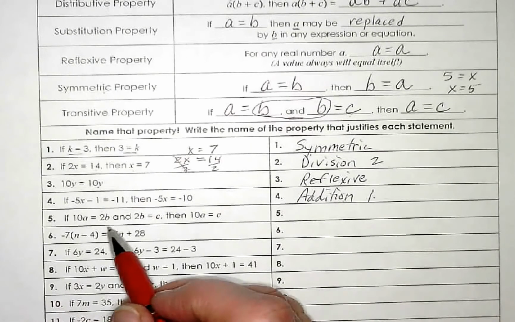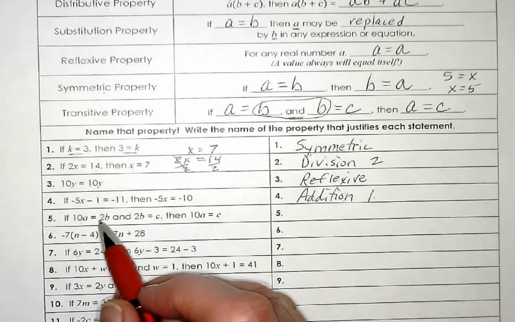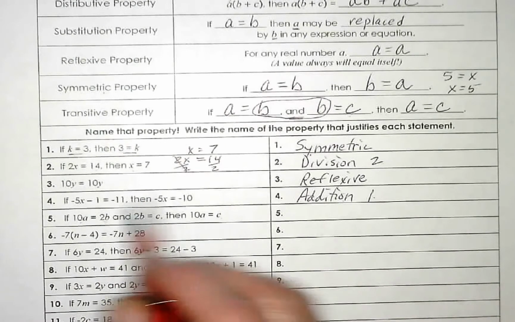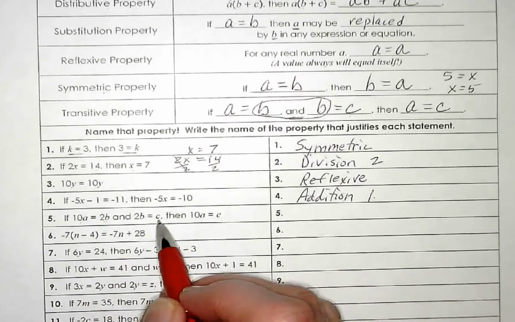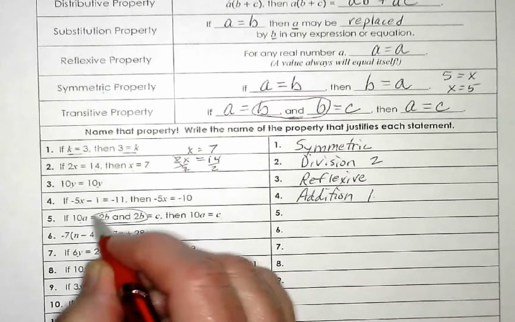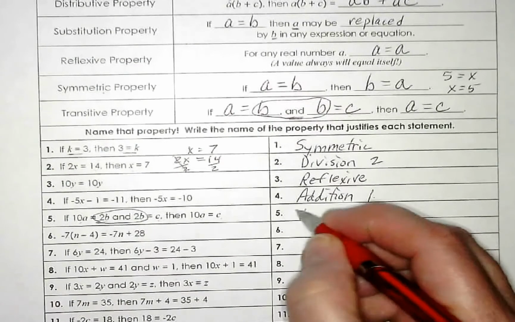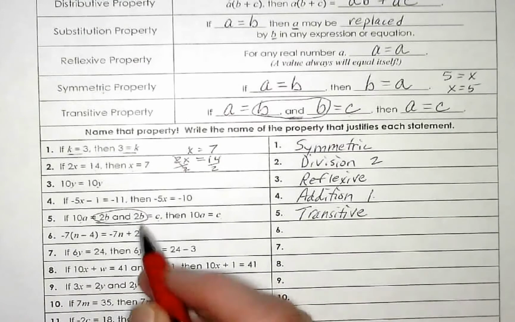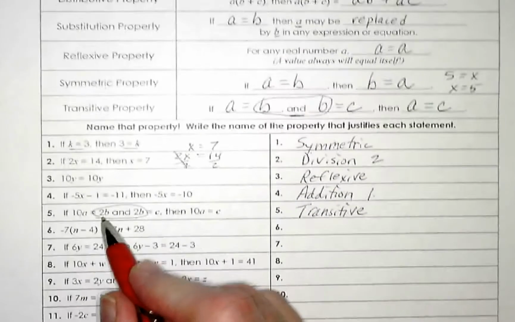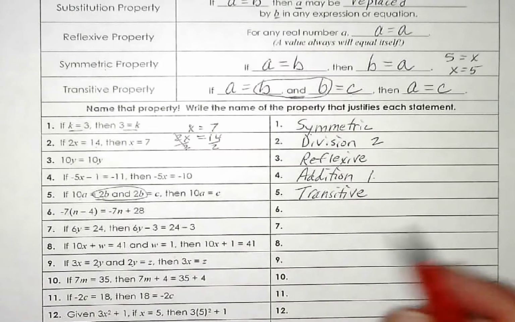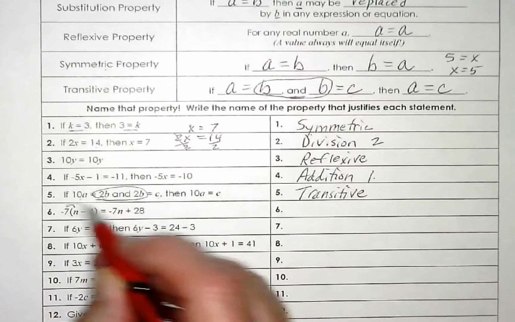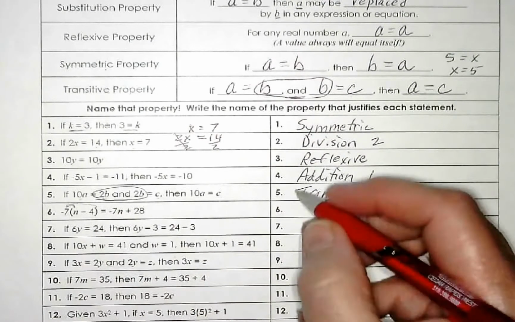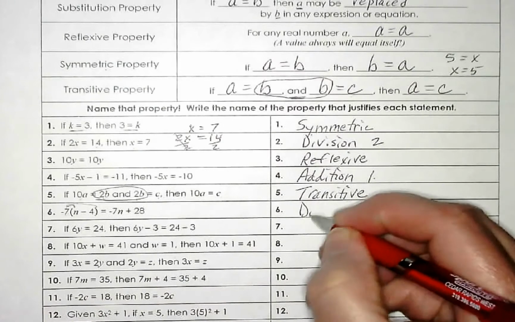Number 5, 10a equals 2b, and 2b equals c, so then 10a equals c. So look where those are at, 10a and c. They both equal 2b. We call that the transitive property. Remember, if two values equal the same thing, then they equal each other. Number 6. Okay, I think you can see this one from the algebra. If I would take this -7 and distribute it across those parentheses, that's distributive property.